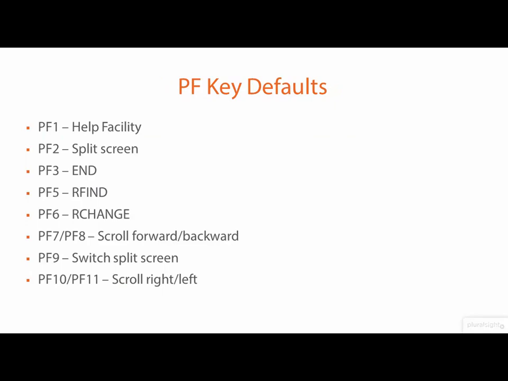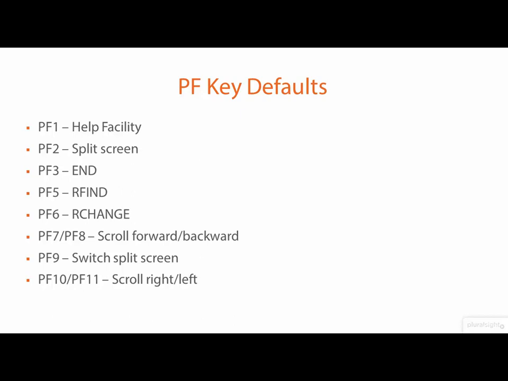The default settings and the standards that are in force with ISPF are that PF1 is used to invoke the help facility. PF2 is used for split screen. PF3 is the end, or something that allows us to terminate a particular display. PF5 is a find or a repeat find. PF6 is a change or a repeat change. And then 7 and 8 are for scrolling forward and backward. PF9 is for switching between split screens, and 10 and 11 are for scrolling right and left. These are considered to be standard usage, and so it is not advised that they be changed.